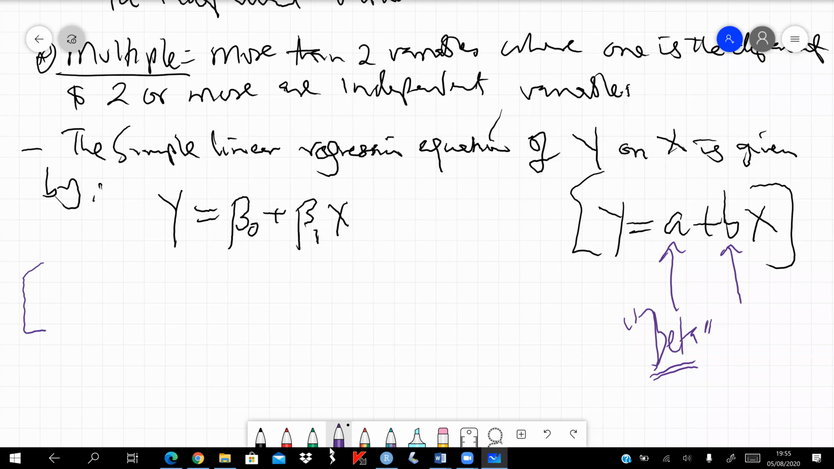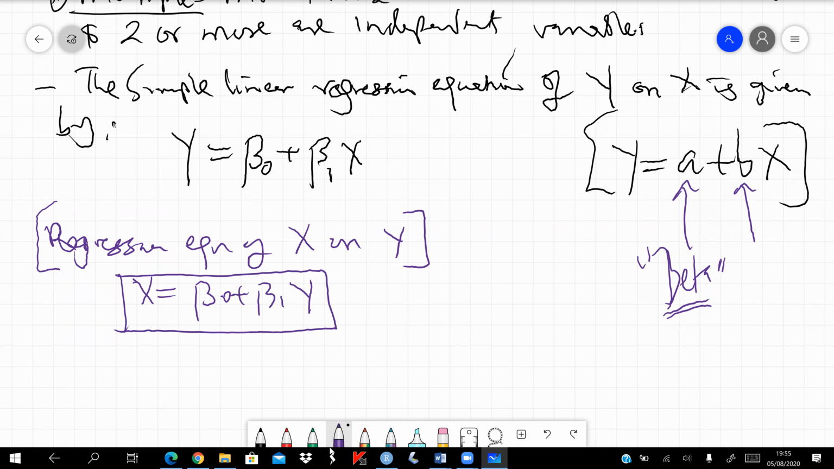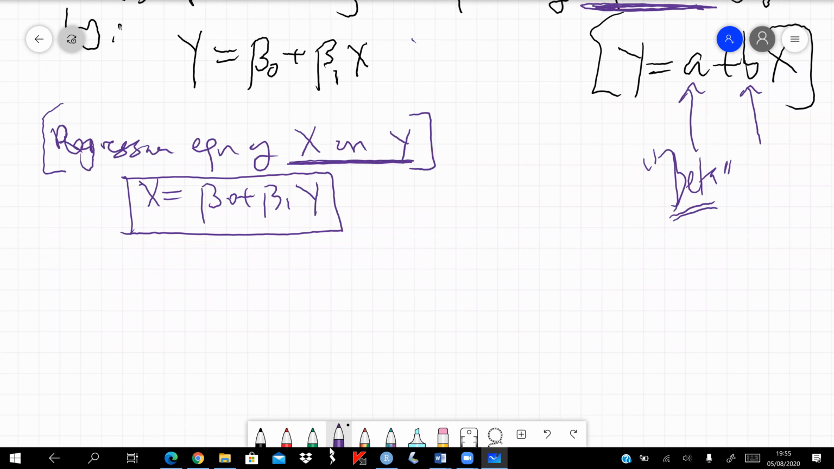And you should also be able to notice that the regression equation of x on y, if I were to reverse the order, then the equation also changes. So you're going to have x is equal to, say, beta naught plus beta 1 of y. So it's always very good for you to notice what you are regressing on what. Regression of y on x is different from x on y. So back to regression of y on x.